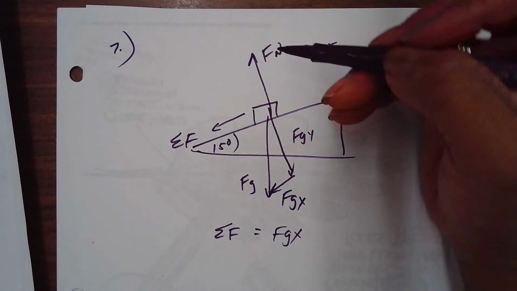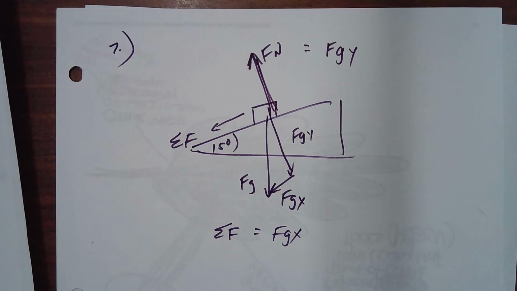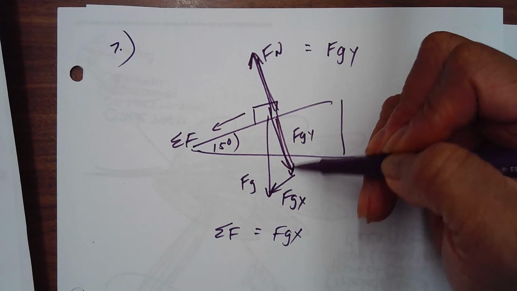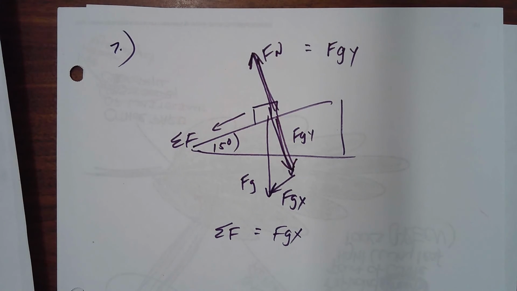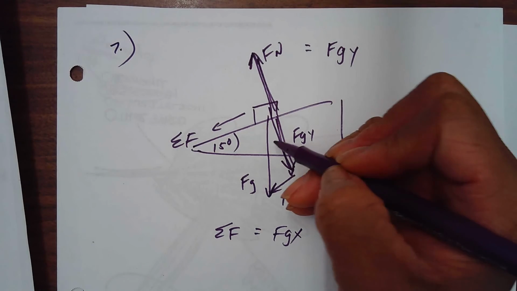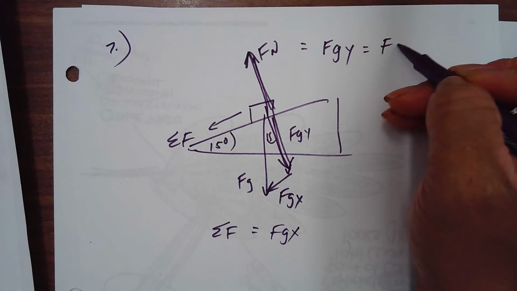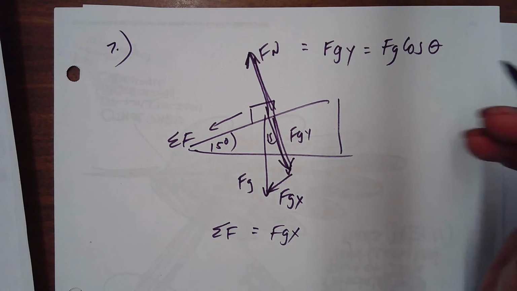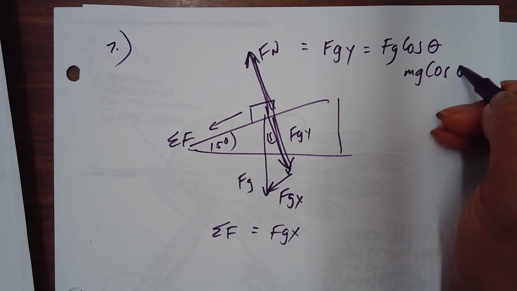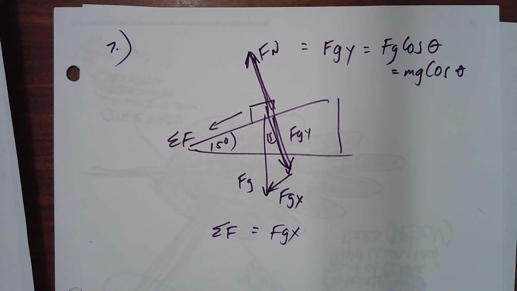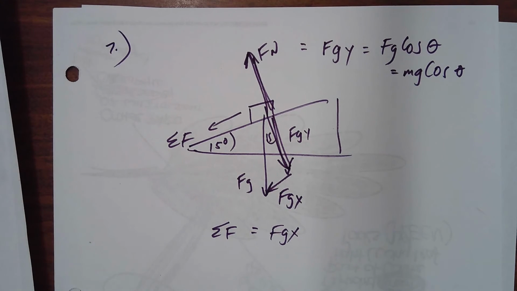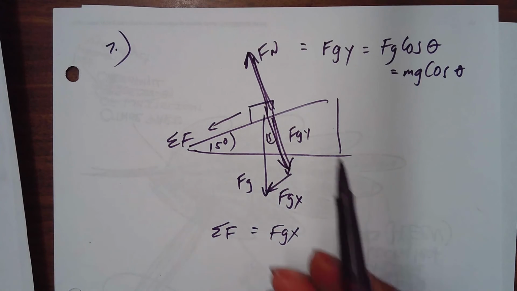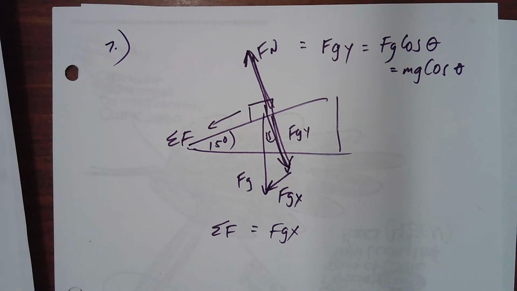Guys, you gotta look at this. Fn is going up. What is balancing that force? The one going exactly in the opposite direction, straight down. So that's equal to Fgy. How do you find the Fgy? You just do your trigonometry. It's Fg cos theta, which is m times g times cos theta. Done, that's your Fn. You have a lot of questions here, right? One of them is Fn. Fn is equal to Fgy, and you're supposed to find the net force.